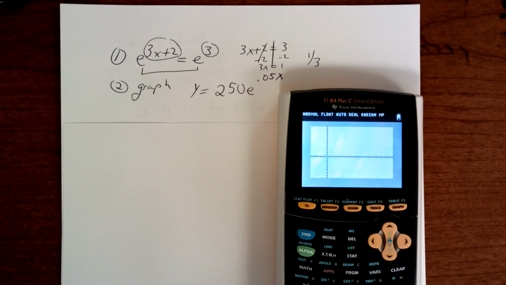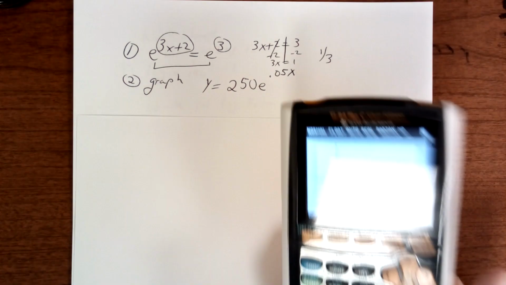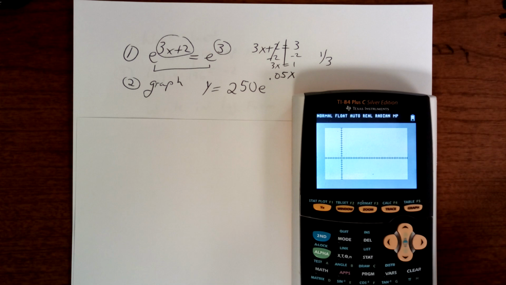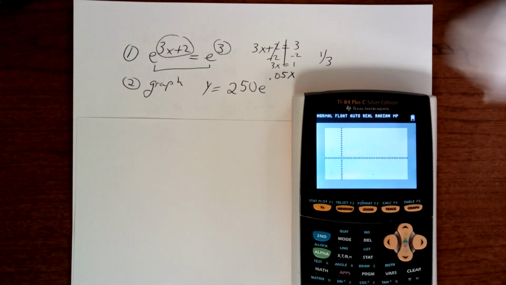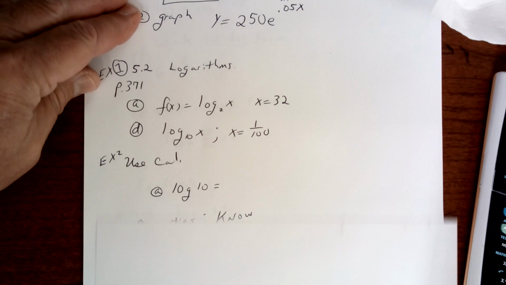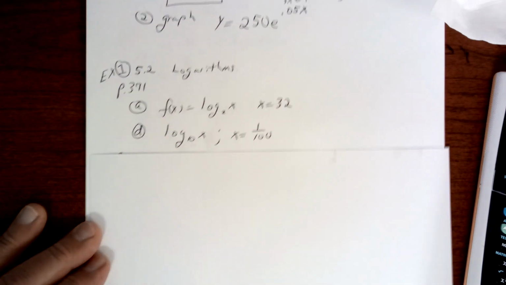All right, I'm not sure why it's not showing up. Let's look at it again. I don't see anything wrong with that. Maybe it's just taking a while to compute. All right, but let's keep moving. Copy this stuff down right here. This is example 1 in your book.